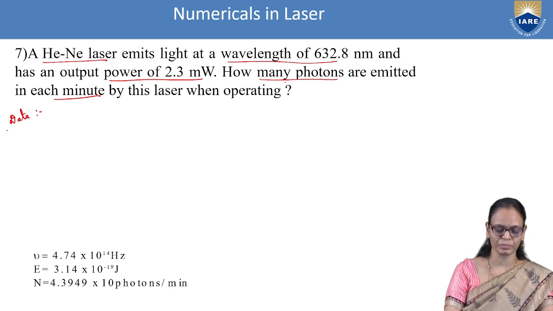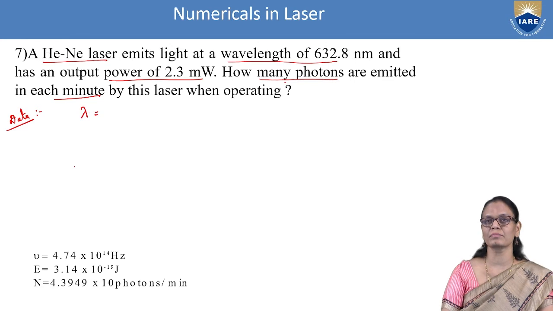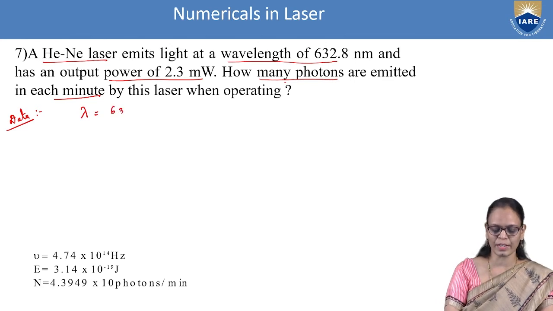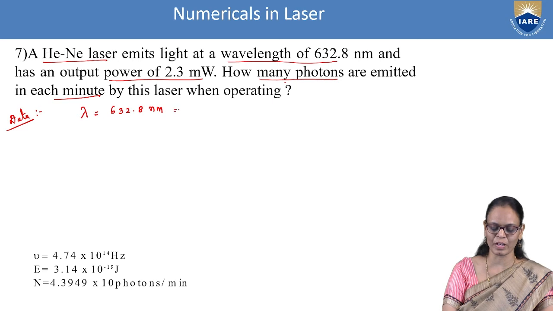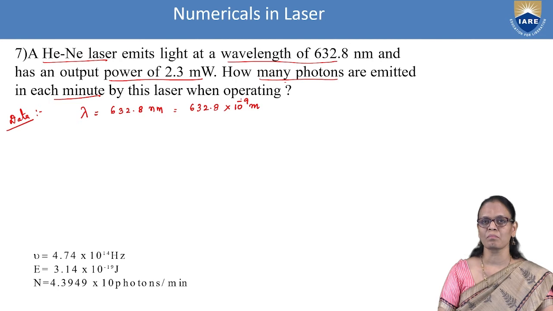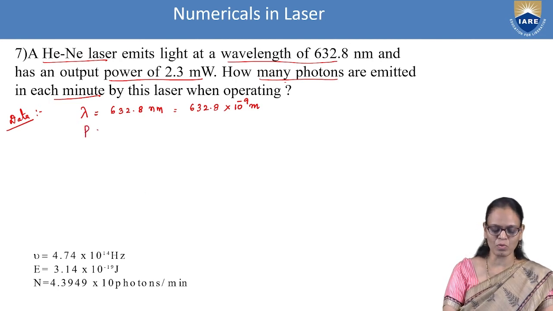First, wavelength is given, lambda is 632.8 nanometer. Nano here represents 10 power minus 9 meter. We will convert it into SI system. Everything we'll write in SI. 632.8 into 10 power minus 9 meter. Nano means 10 power minus 9. And the power output is given as 2.3 milliwatts, which we can write as 2.3 into 10 power minus 3 watts.